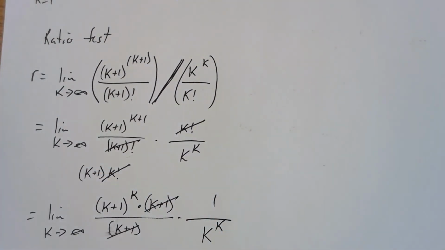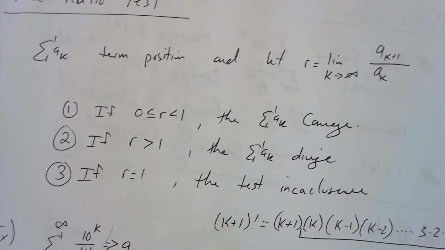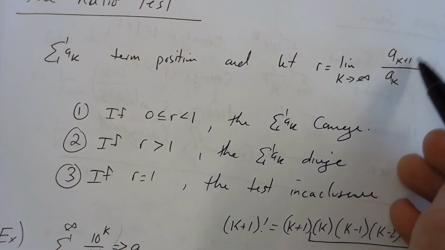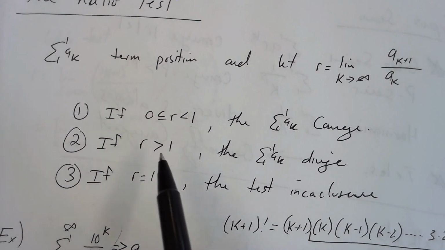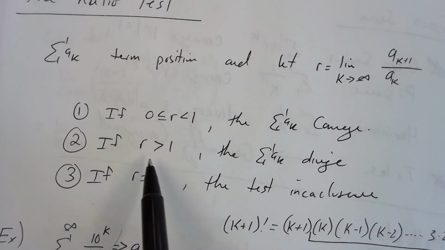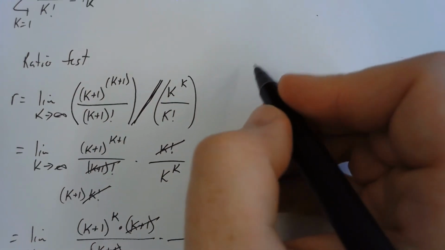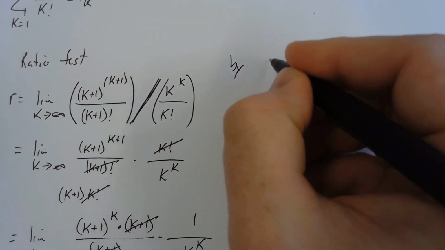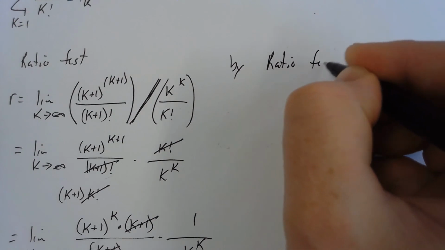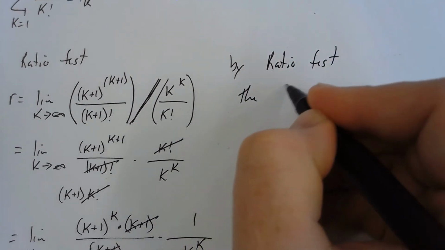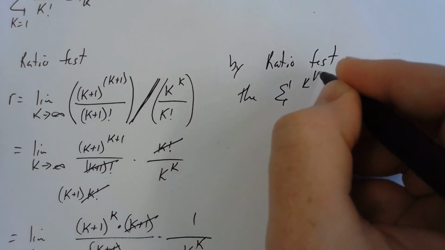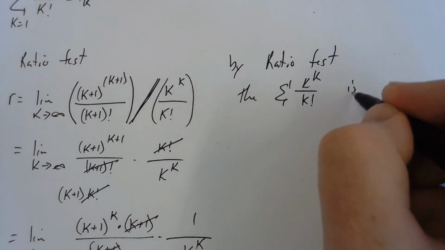So if we look back one more time at our ratio test, we did a lot of work to get there. We set up this thing right here, and we evaluated, and we got a value of e. e correlates to being something larger than 1, so this overall series will diverge. So, back up here, by the ratio test, the series, k to the power of k over k factorial, is divergent.